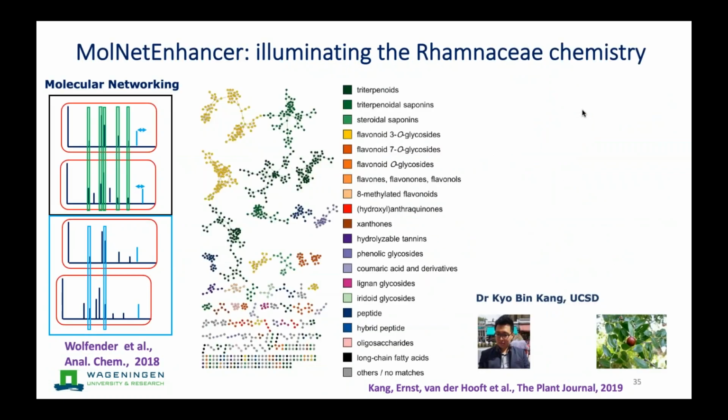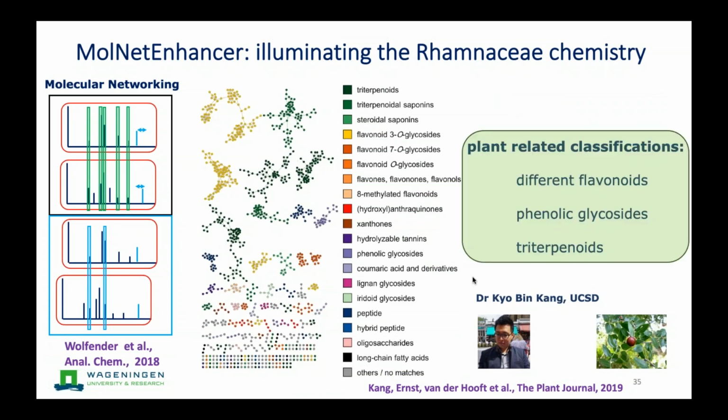So, but I can highlight some results. Over here we see an example in plants where with Kyobin Kang, who's currently working in Korea, we can see how the chemical overview can also benchmark this approach, and where we can see how we can quickly find all the flavonoid related compounds, all the triterpenoids in the data.